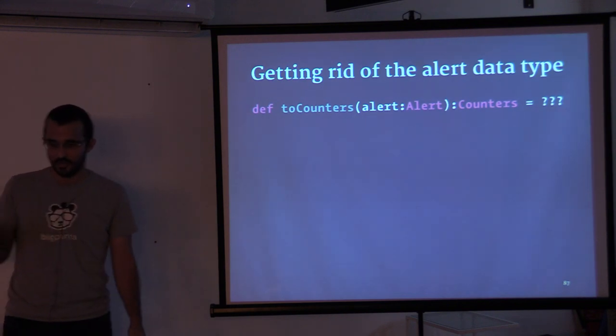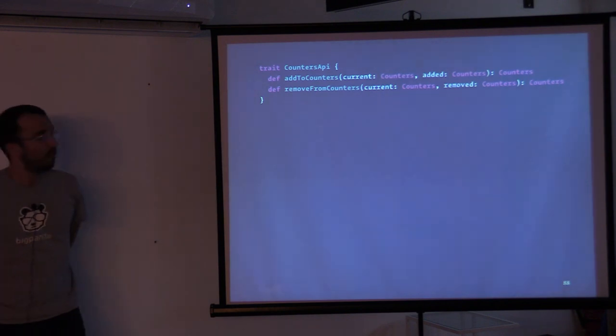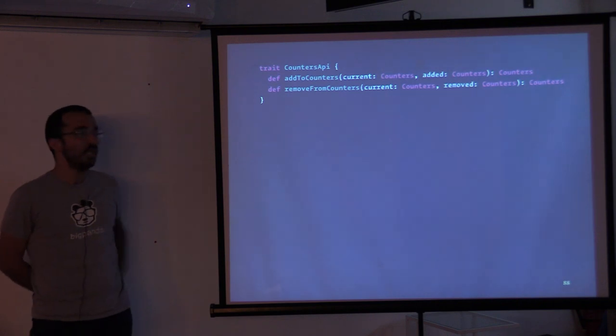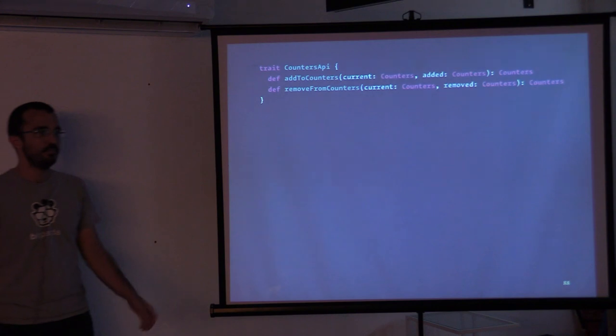It's on GitHub, don't worry. I can remove the alert type, right? So my API at the moment has only one type, the counters type. Great, now what do I do?